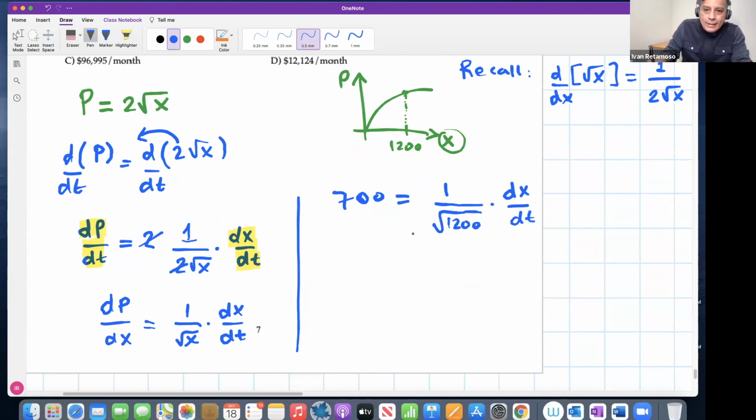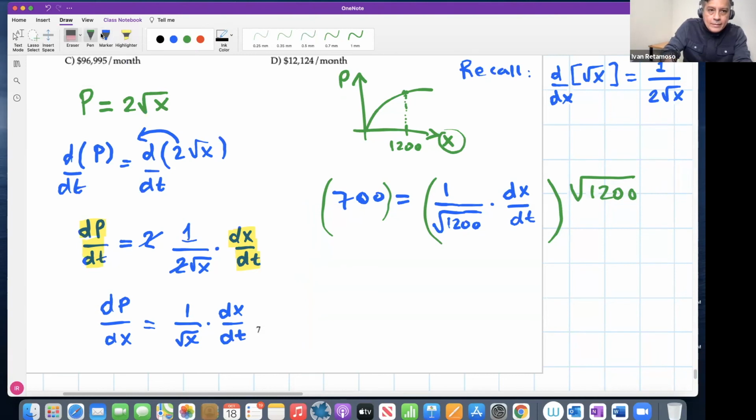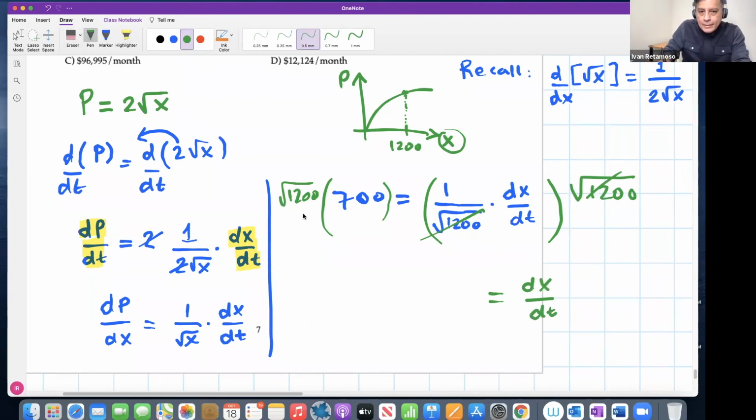Now, to find this, again, follow any rule you have. I am gonna use this. I'm gonna multiply both sides of this equation by the square root of 1,200, right? Here, the same. And I should get my value here isolated. Okay, this cancels this. dx dt should be, dx dt is very carefully there, equal to this multiplication, right?